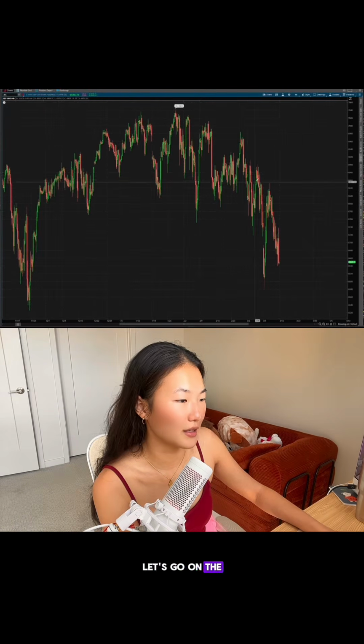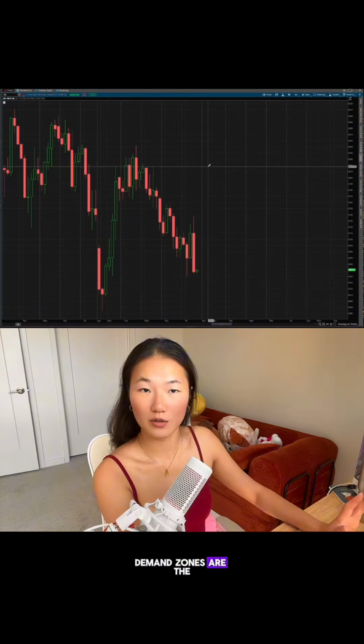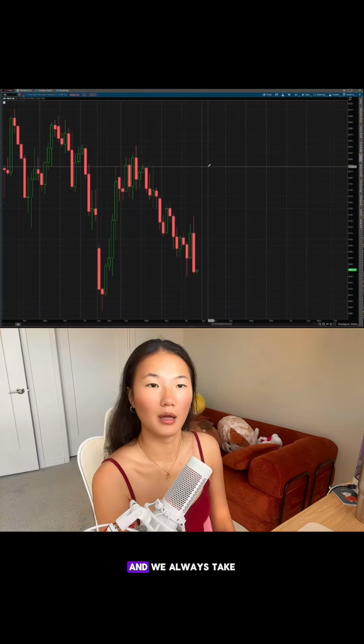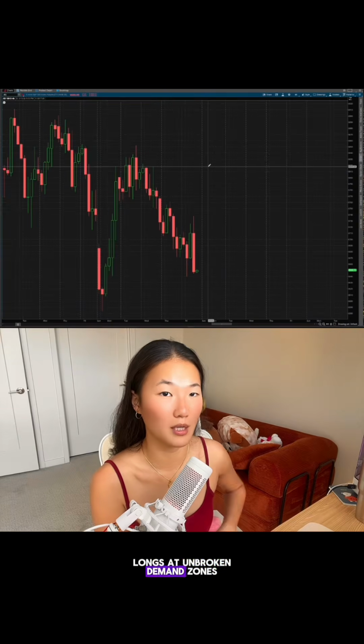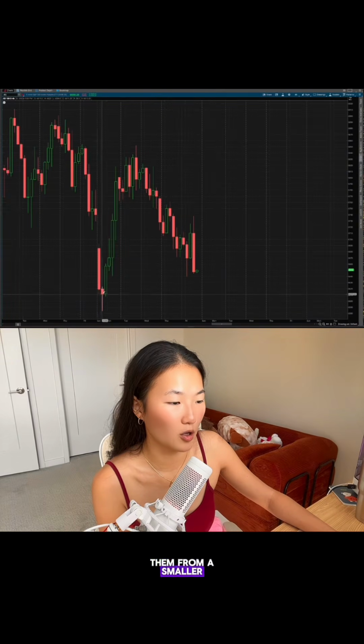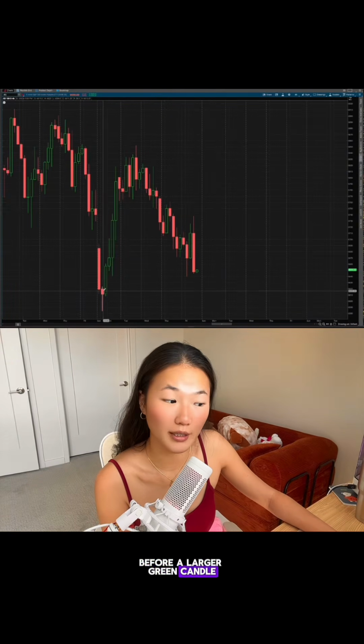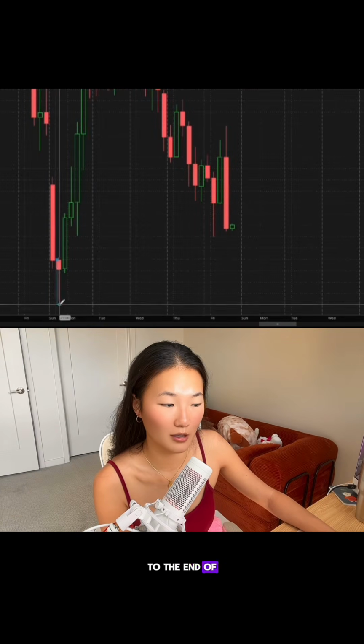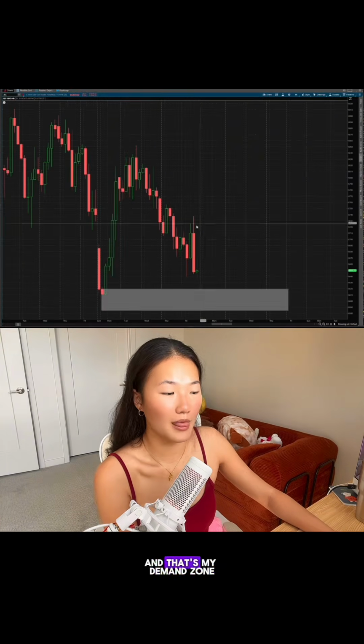This time, let's go on the 4-hour time frame. Demand zones are the complete opposite of supply zones. Those are areas in the market with strong buying interest, and we always take longs at unbroken demand zones. I like to draw them from a smaller red candle before a larger green candle, from the open of the basing candle, red candles open at the top of the body, to the end of whichever wick between these two is longer. In this case, it is the red candle. And that's my demand zone.